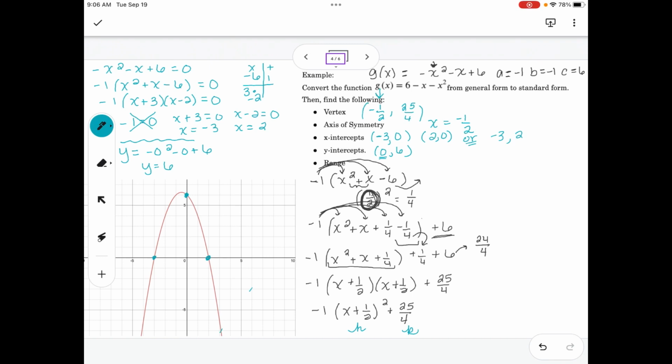And our range, remember our range goes from smallest to largest. Our highest point is at the vertex. So as we come up from -infinity, our highest point is going to be the y value of our vertex, 25/4, and that is included because there is a specific point there.